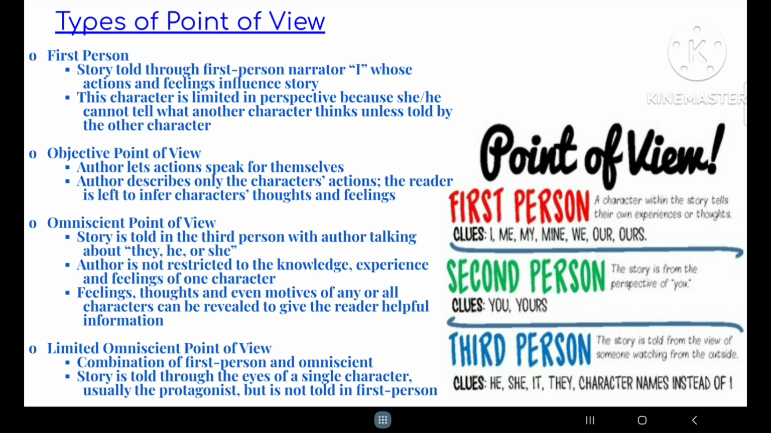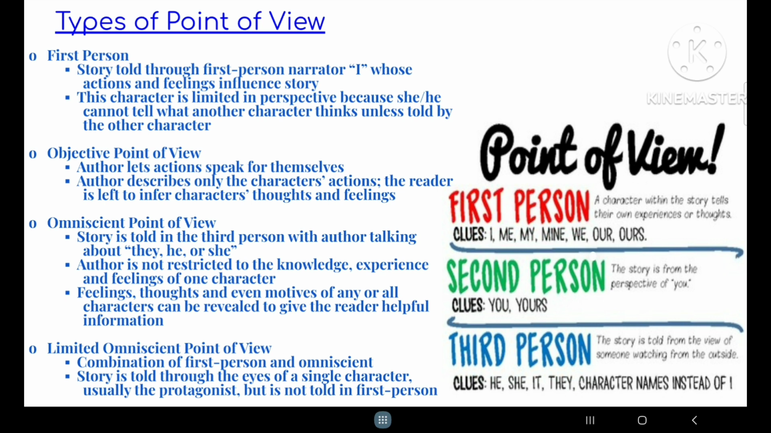Omniscient point of view. Story is told in the third person with the author talking about they, he or she. Author is not restricted to the knowledge, experience and feelings of one character. Feelings, thoughts and even motives of any or all characters can be revealed to give the reader helpful information.